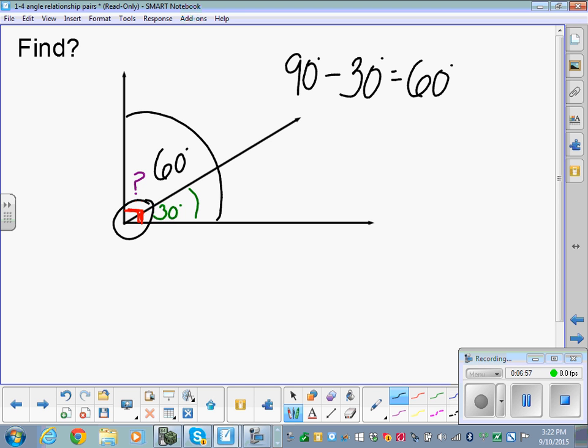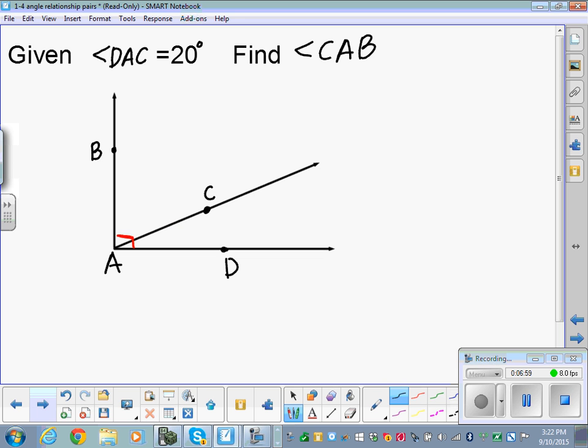Okay, next example. Given angle DAC is equal to 20 degrees, find angle CAB. So once again, given angle DAC is equal to 20 degrees, find angle CAB. It's wordier than what we were just given, but it's actually kind of asking the same thing. So let's look at it.